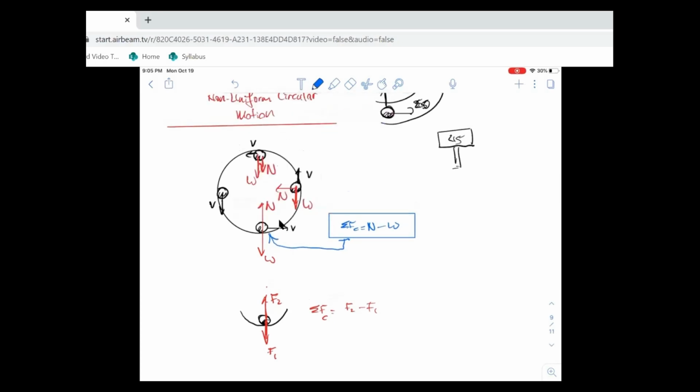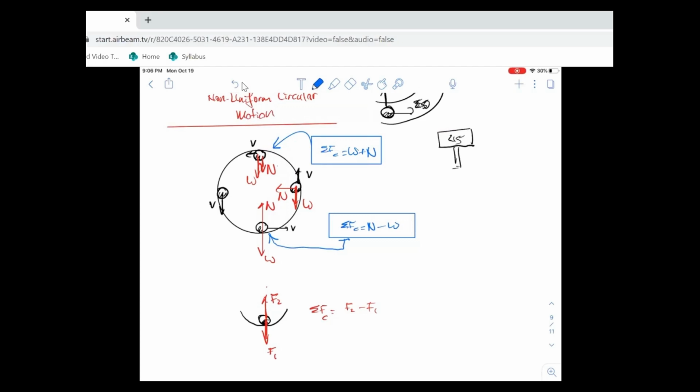All right, so now let's take a look at this case. Let's take a look at the net centripetal force. W is down, it's pointing towards the center, so this is going to be positive. N is down, directed towards the center, so this is also going to be positive. So both of them are directed towards the center. So W is going to be positive, N is going to be positive. It's that case that you're looking at.